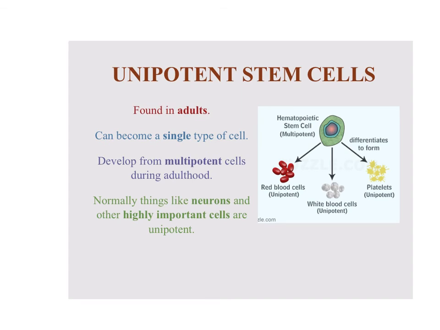And finally, we've got those unipotent stem cells, and this is when a cell type can only become a single type of cell. So you can see here in the diagram that our multipotent hematopoietic stem cell is able to become red blood cells. Then those red blood cells are able to divide to become more red blood cells. It's important to recognise that not all cell types are unipotent. It's normally for important cells, things like neurons and blood cells that have got key biological roles.